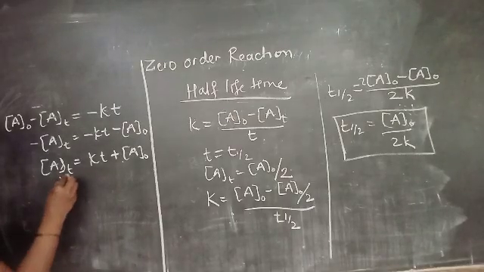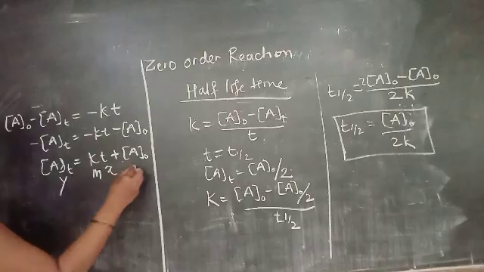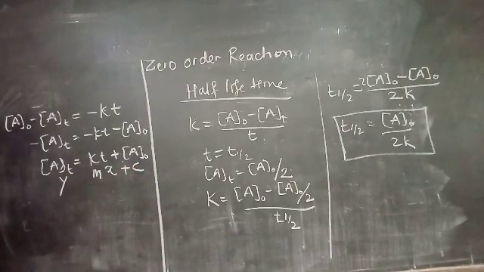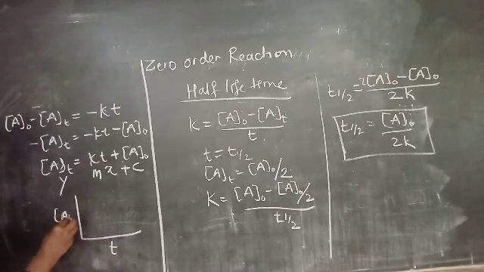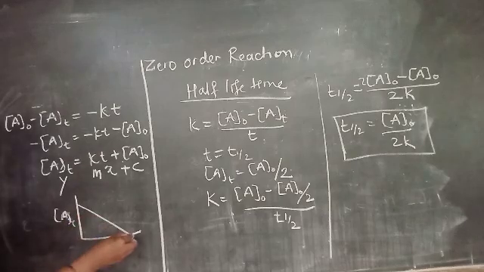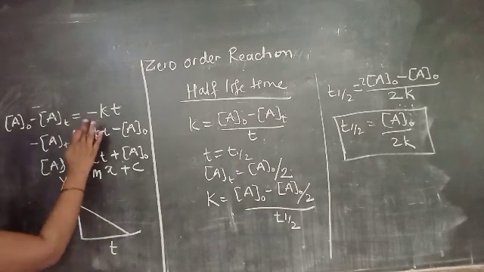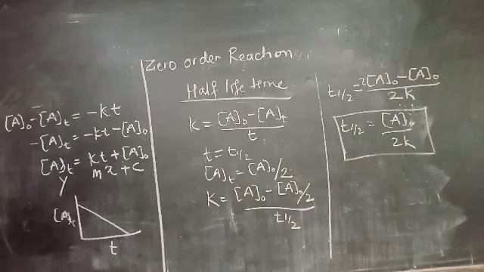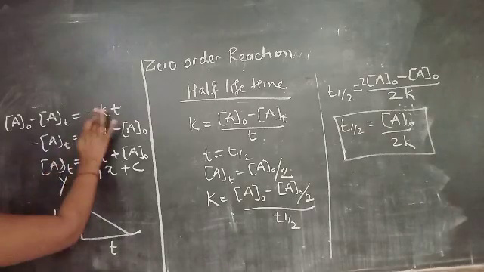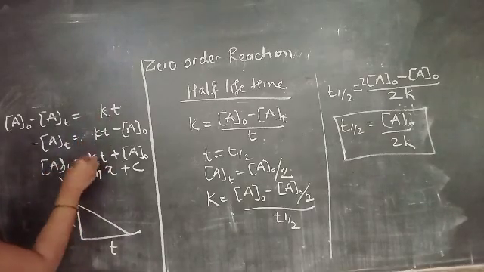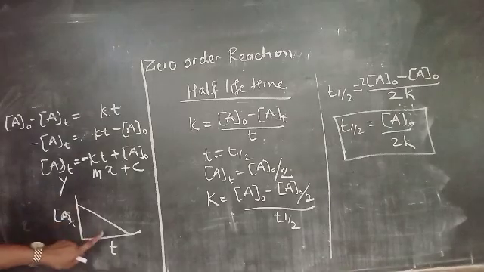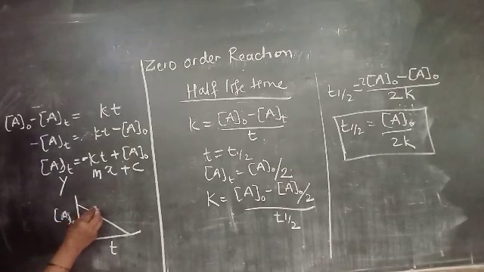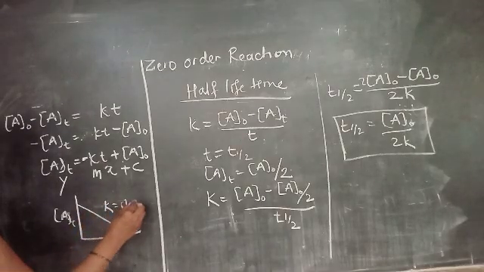Then I can plot it. It is the y, it is the m, x and the c. So this is the straight line equation. So when you plot the graph, here will be time, here will be your At, or you can say the rate. At that time you will get the graph with the negative slope, because this becomes negative. So the slope of this is k, k will be your slope.